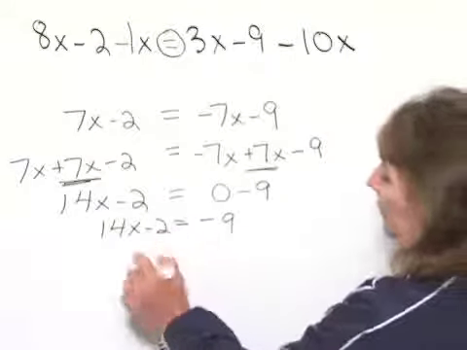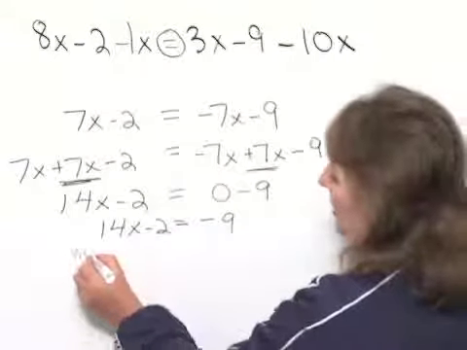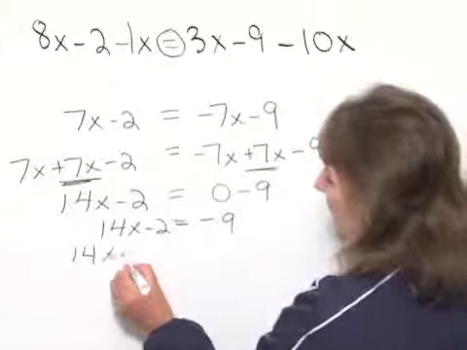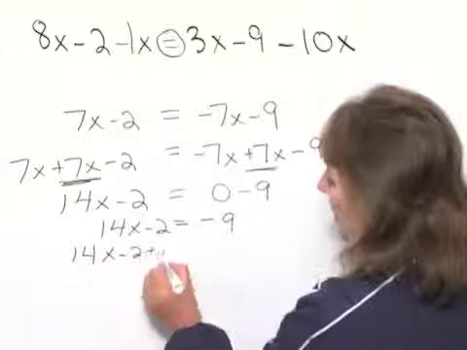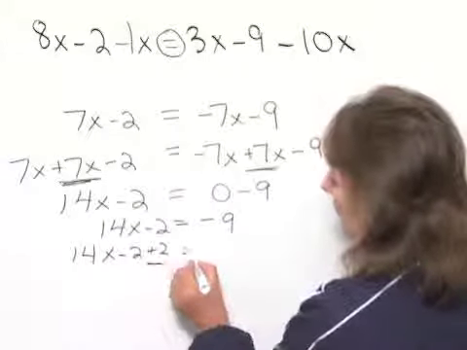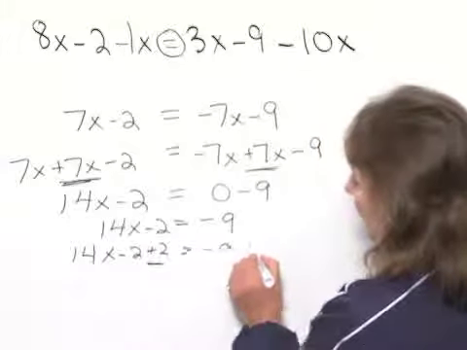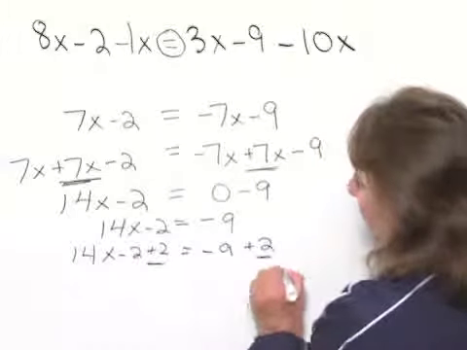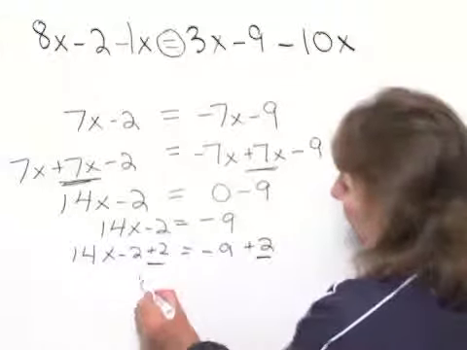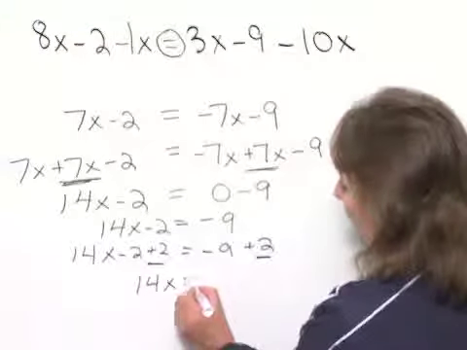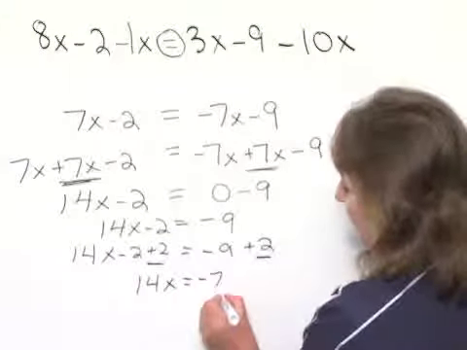Now we're going to add 2 to both sides of the equation. So we have 14x minus 2 plus 2. Now remember, because I add plus 2 to the left side of the equation, I still have to add it to the right side of the equation. And we end up with 14x equals negative 7.